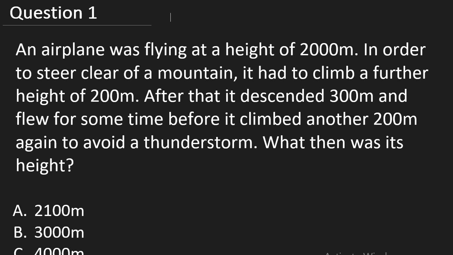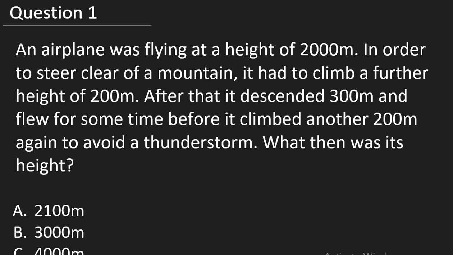An airplane was flying at a height of 2,000 meters. In order to stay clear of a mountain, it had to climb a further height of 200 meters. After that, it descended 300 meters and flew for some time before it climbed another 200 meters again to avoid a thunderstorm. What then was its height? Now, for questions like this, you take it sentence by sentence. Let me pick my pen.